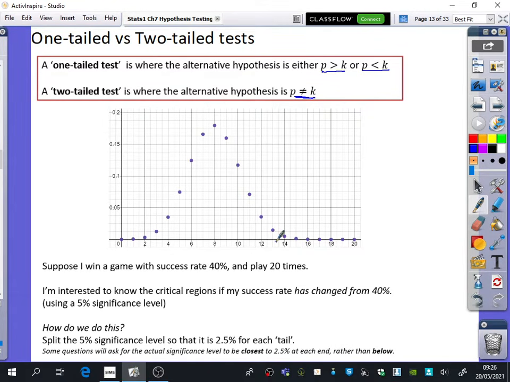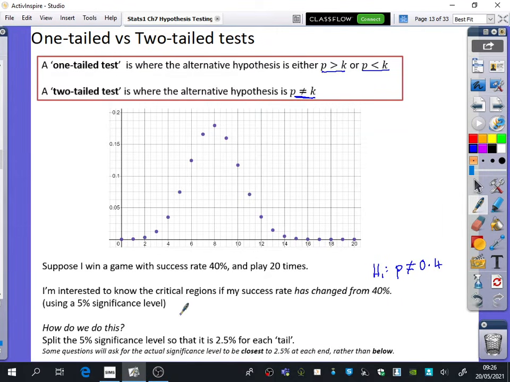And I've said here, I'm interested to know the critical regions if my success rate has changed from 40%. So I'm not saying now that I think that the probability is going to be bigger than 40% or less than 40%. I'm saying that my alternative hypothesis is that the probability has changed from 40%. In other words, it's allowed to be anything other than 40%. And so how do we deal with this if we were using a 5% significance level?